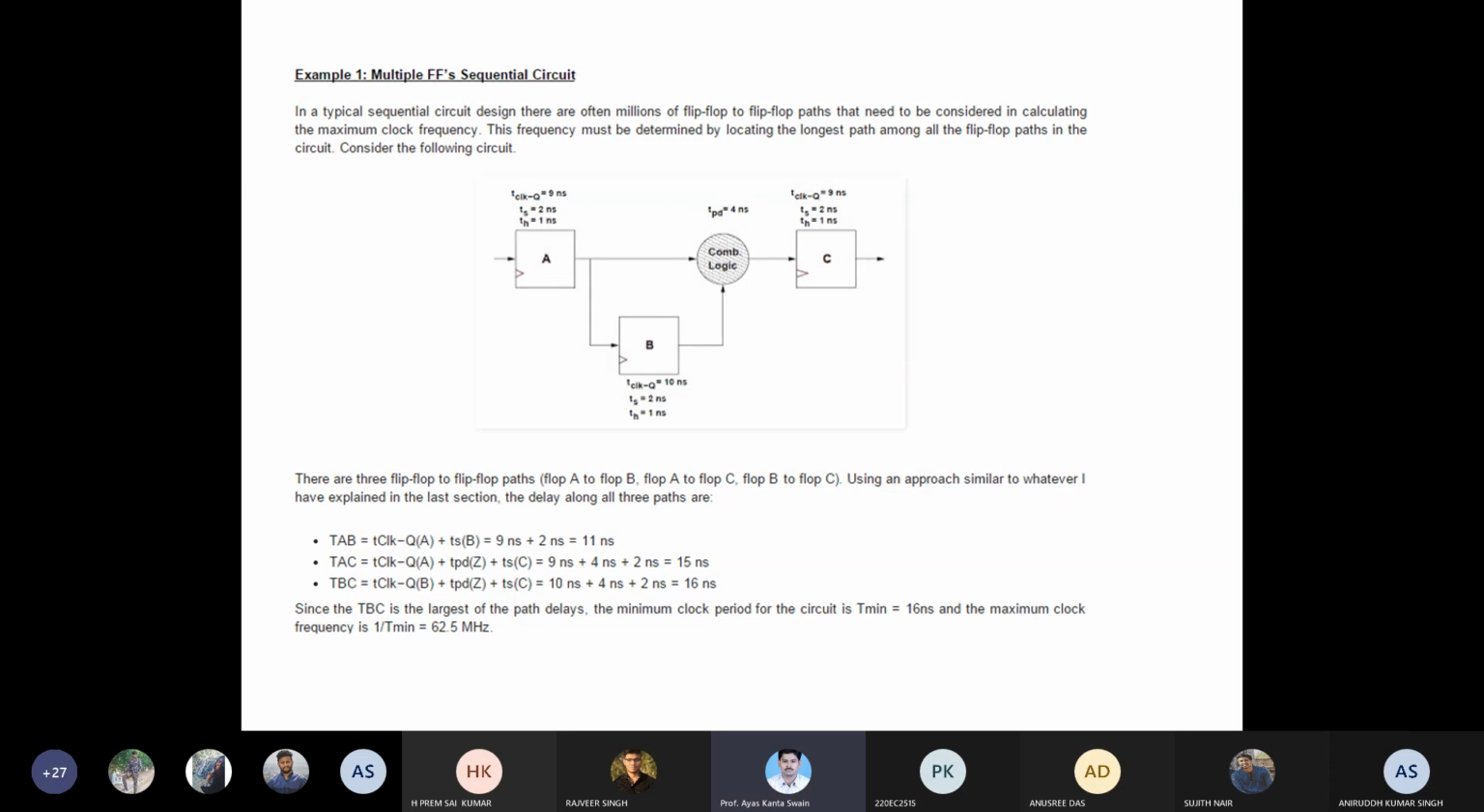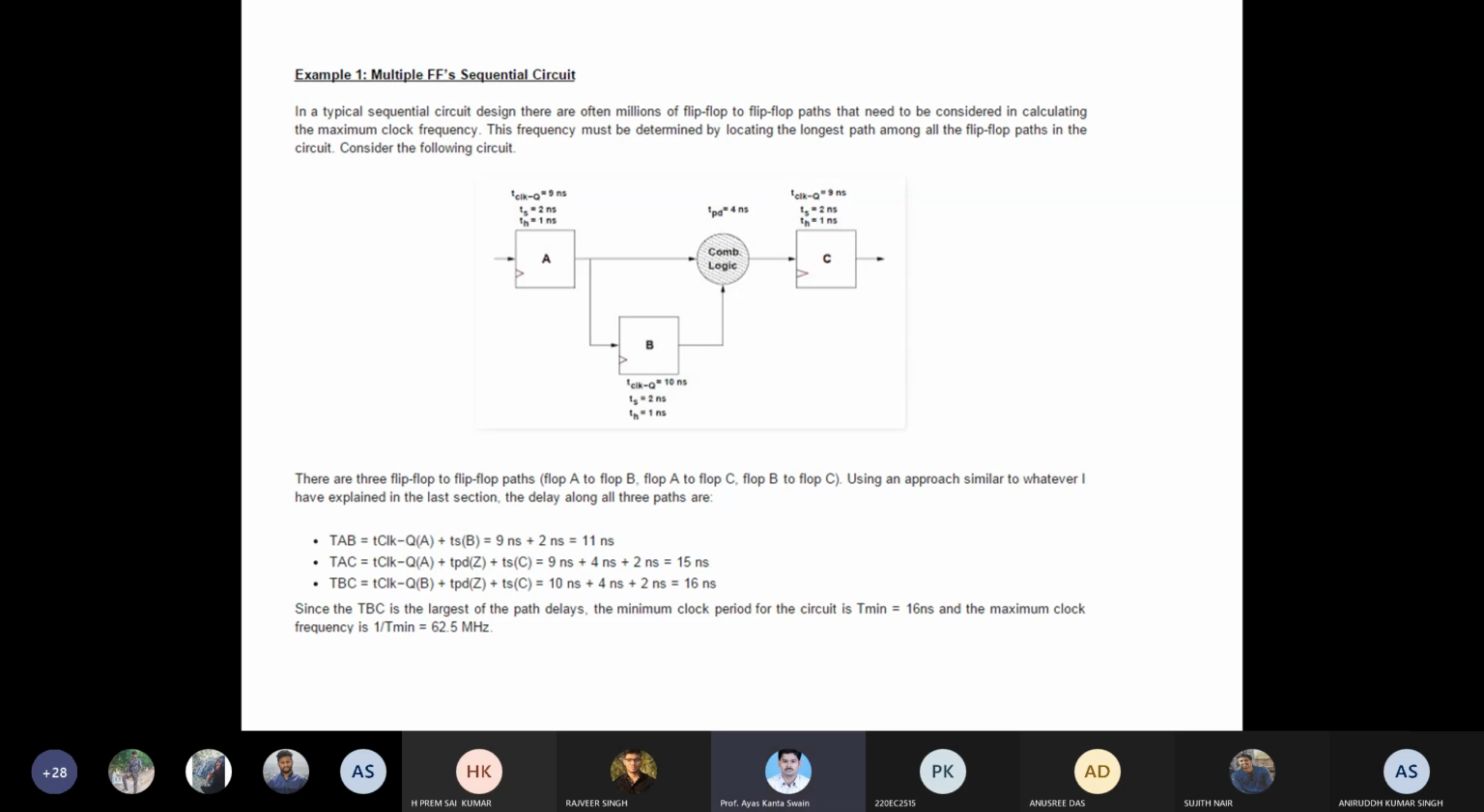At that time, the 15 nanosecond path and the 16 nanosecond path have not completed their operation, because to complete the data traveling and the operation in these two paths of TAC and TBC, you require at least 15 nanosecond and 16 nanosecond. So if you make the minimum clock period 11 nanosecond, then the data in these two paths will become garbage because the data will be overridden.